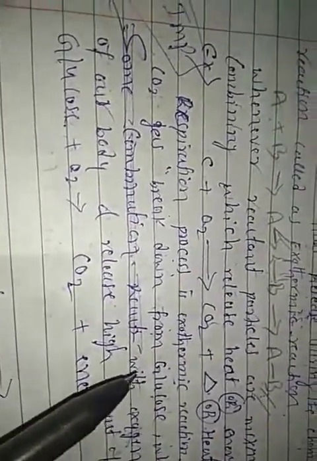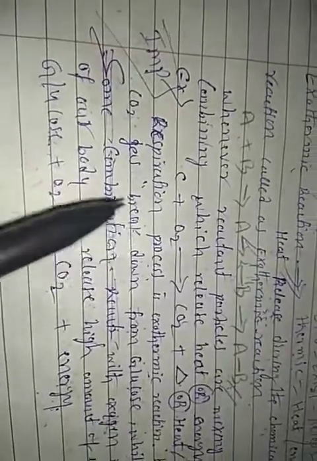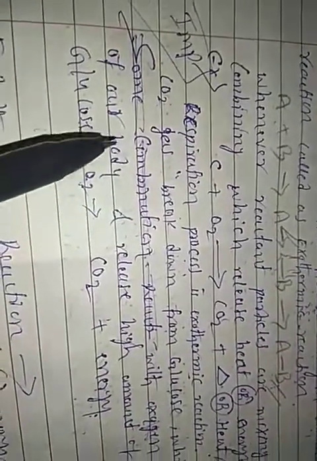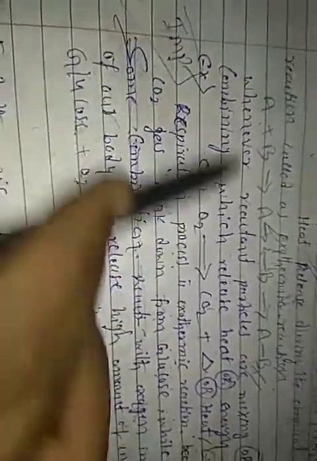Right? Okay. So a few examples. Some combination reactions are exothermic. Some combination reactions are endothermic. Right students? So this is about the exothermic reaction. Understood students? Okay. Let's move on to the next topic.